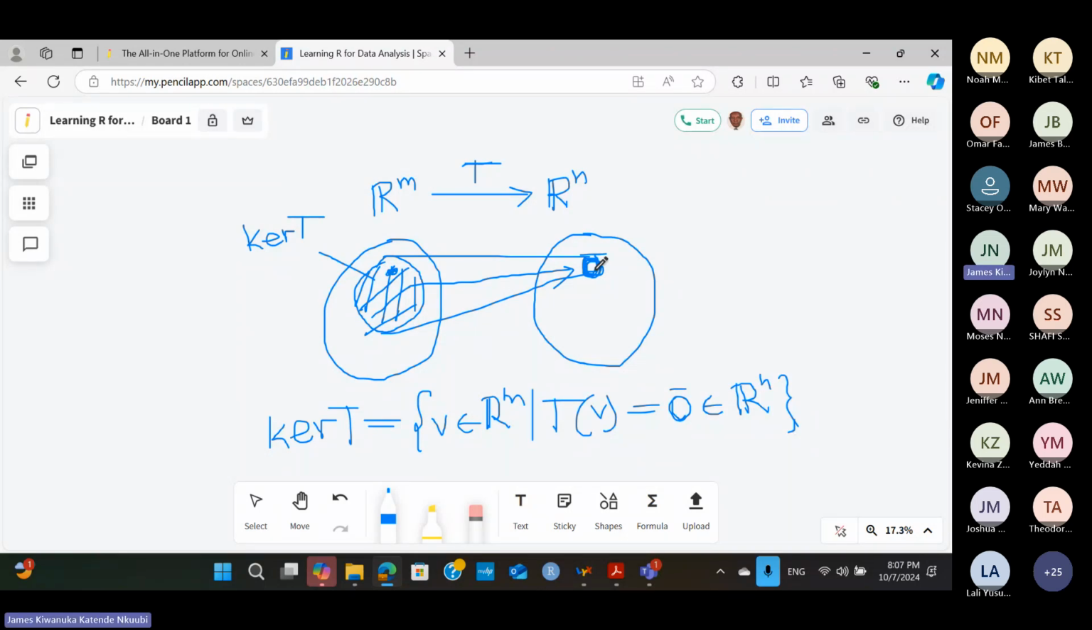You must have learned about functions at some point. It's the same thing.